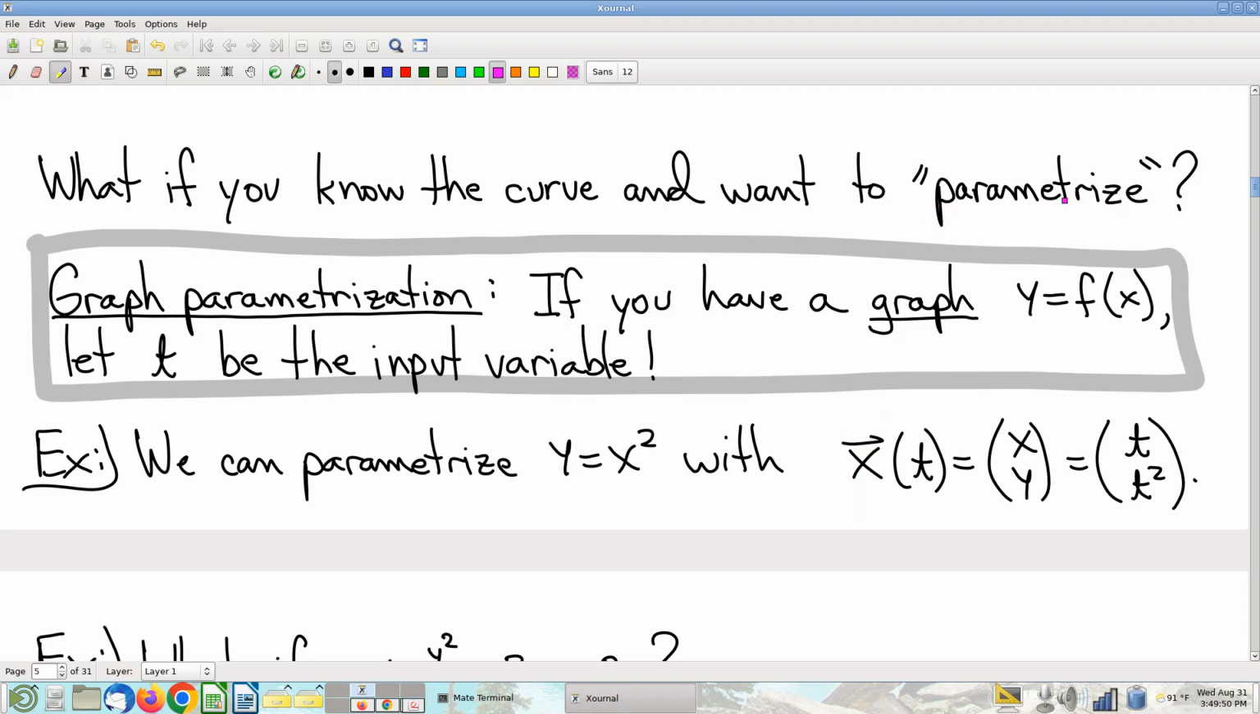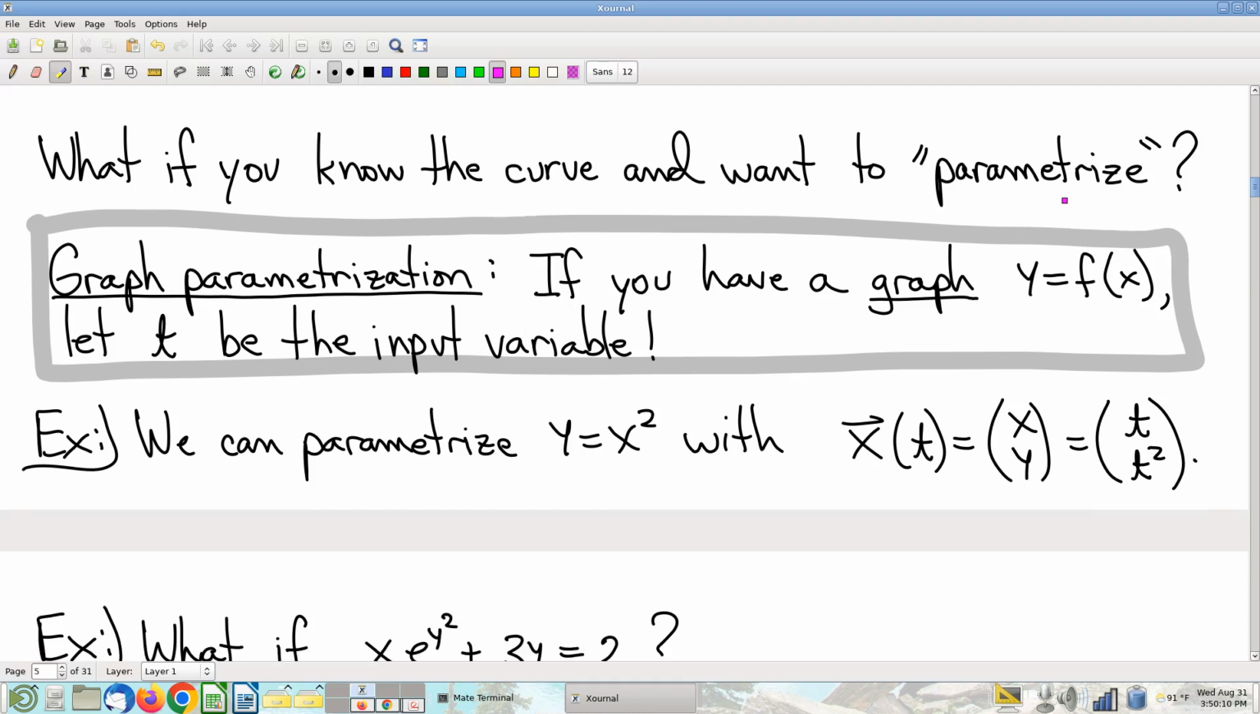Now, I don't want to say this always works. It doesn't. There's plenty of examples of curves that are not graphs. And there's other examples of curves which, yeah, they are graphs, but there's better ways to parameterize them. So this is not good enough as an only method. It's a really good one, very often. Okay. All right.